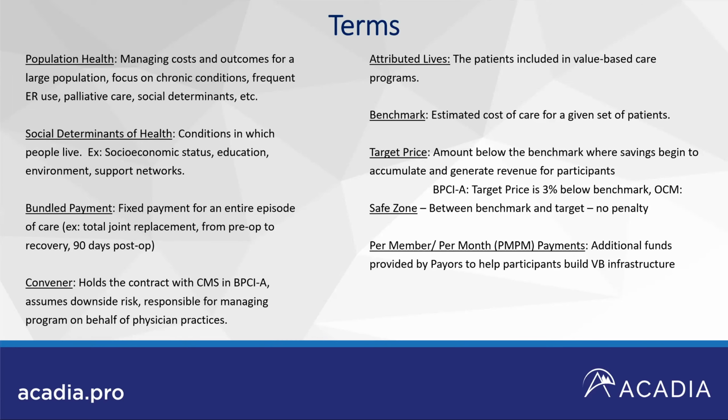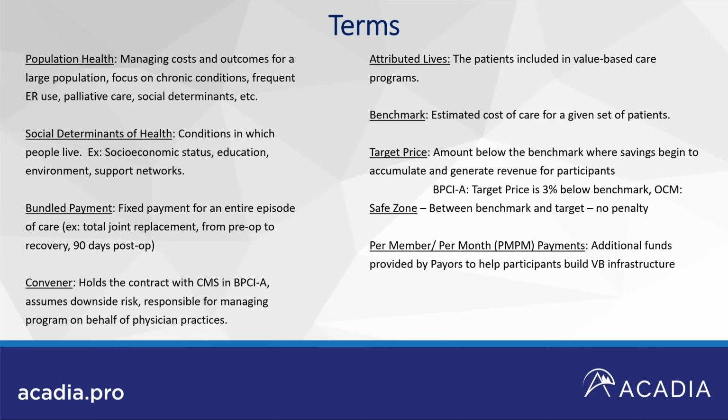Attributed lives, simple enough. In the example we gave where there's 100 primary care physicians treating 10,000 patients, that is 10,000 attributed lives. That's what they're known basically in the risk and insurance space. The benchmark in that example would be the $100 million. We know that the average cost of care is $100 million. So how do we improve upon that benchmark?